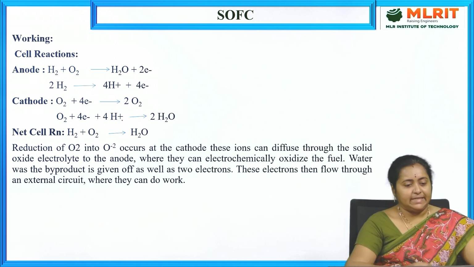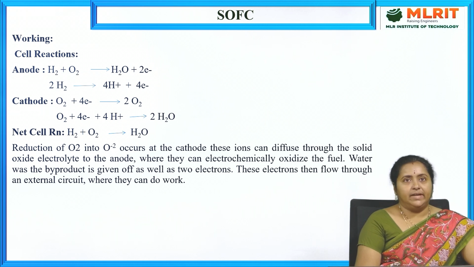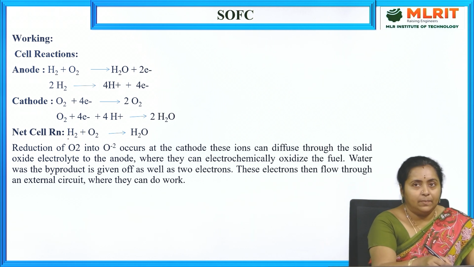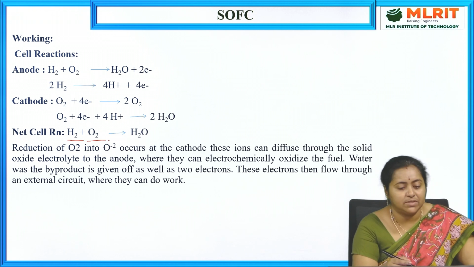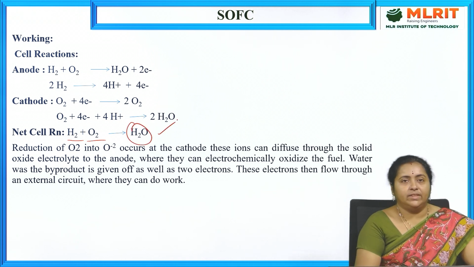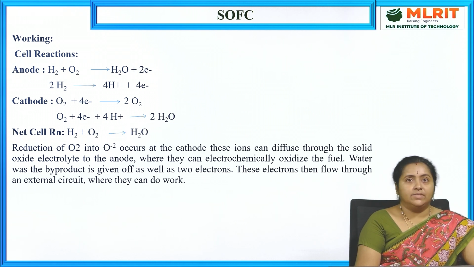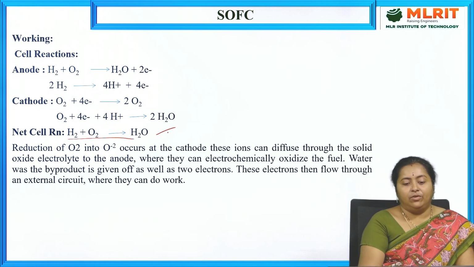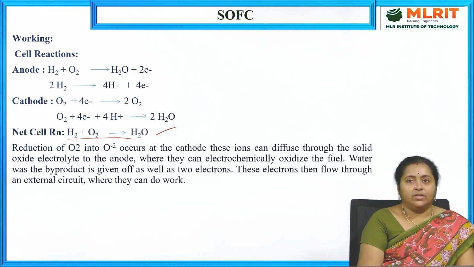If you notice the net cell reaction, like terms get cancelled on both the LHS and RHS sides of the anode and cathode reactions. So H2 plus O2 gives rise to H2O. Finally we get water as the product, along with 1.21 volts of electrical energy. In the net cell reaction, we are getting water as the only byproduct. That's why it has a lot of applications in the space side, or spacecraft side.